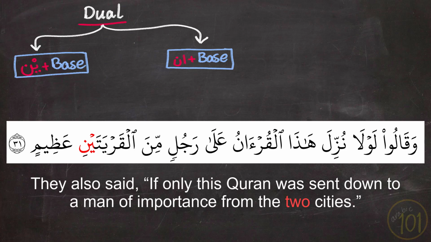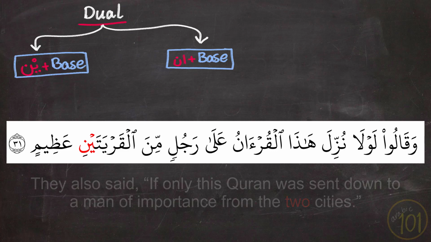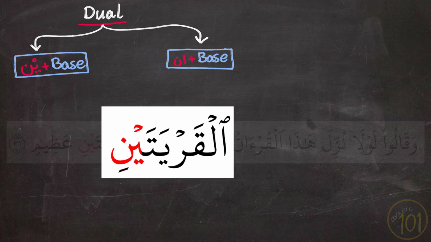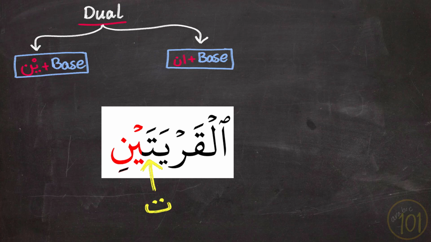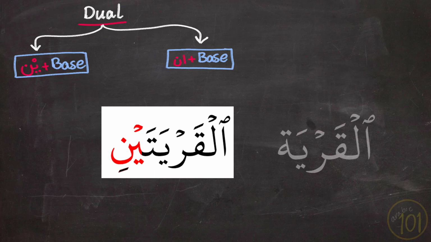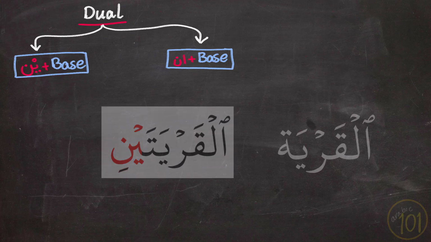And here we see in the translation that the word Al-qaryatayn is a definite noun and it is also a dual form. What we also notice about this word is that before the ya and noon there is a ta maftuha, which indicates that the original form of this word was ta marbuta. So the original word in this case was Al-qarya.